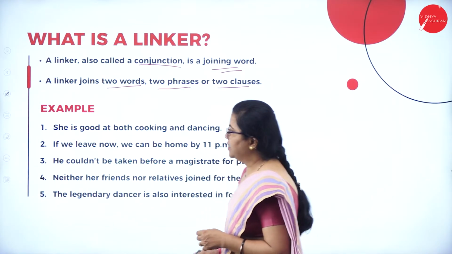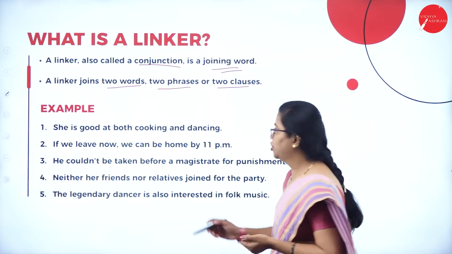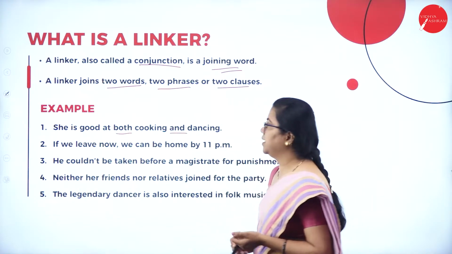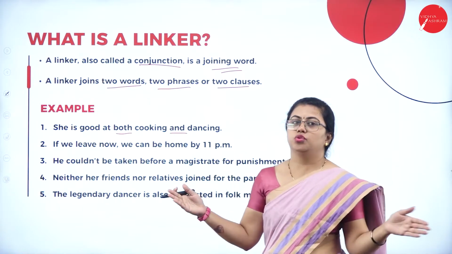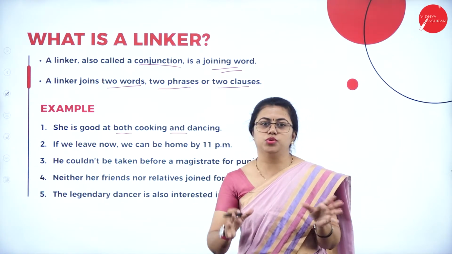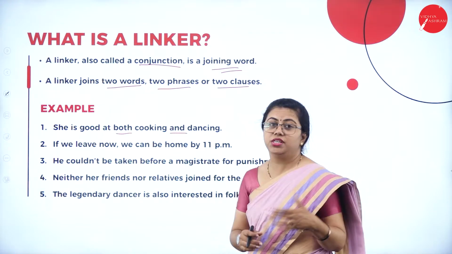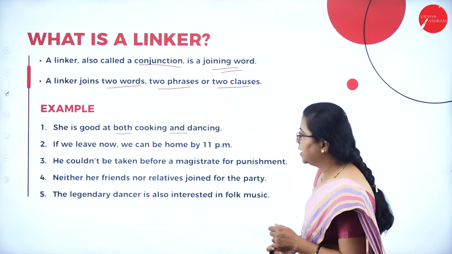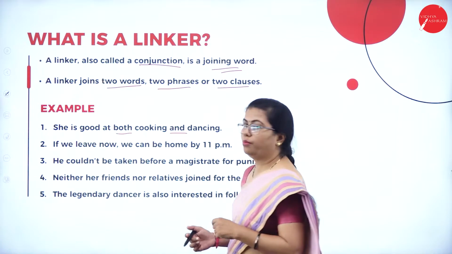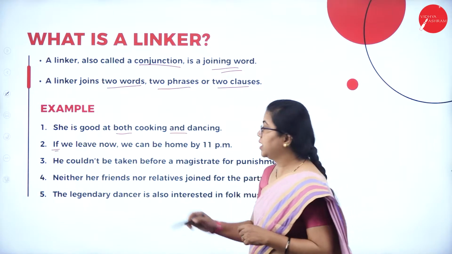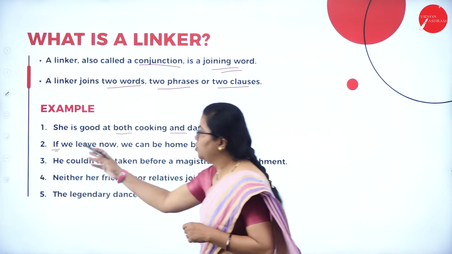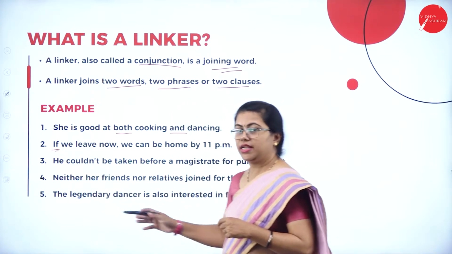So let me give you a few examples here. She is good at both cooking and dancing. If I am joining two sentences, she is good at cooking, she is good at dancing. So these both I am going to join, and they come up as: she is good at both cooking and dancing. If we leave now, we can be home by 11 p.m. So if is the conjunction. You can use a conjunction in the middle. You can use a conjunction in the beginning of the sentence also.